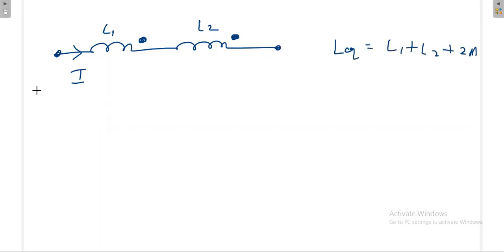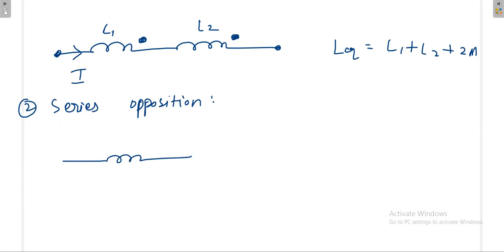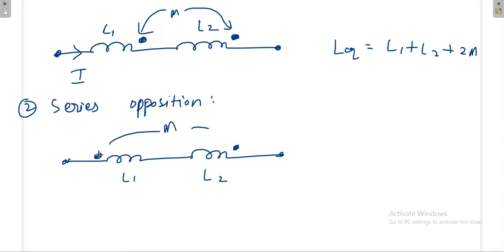Again, the second case is series opposition. In the first one, it is in the entering phase. In the second one, it is in the leaving. If they give like this, then one is at the entering terminal and another one is at the leaving terminal. Then the minus sign will come. So that means L equivalent is equal to L1 plus L2 minus 2M.